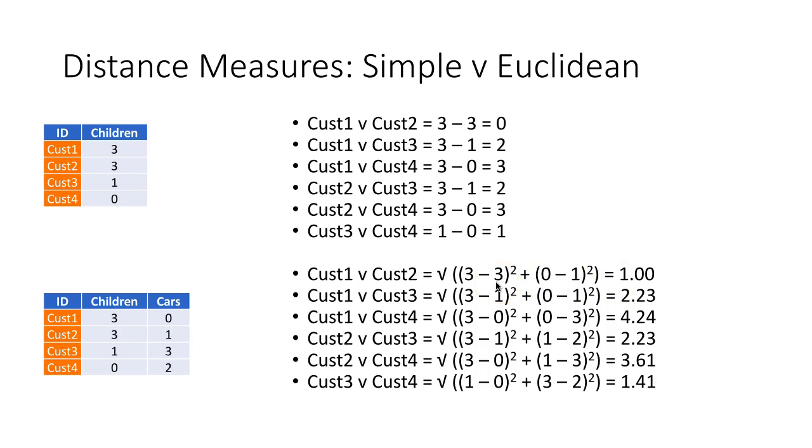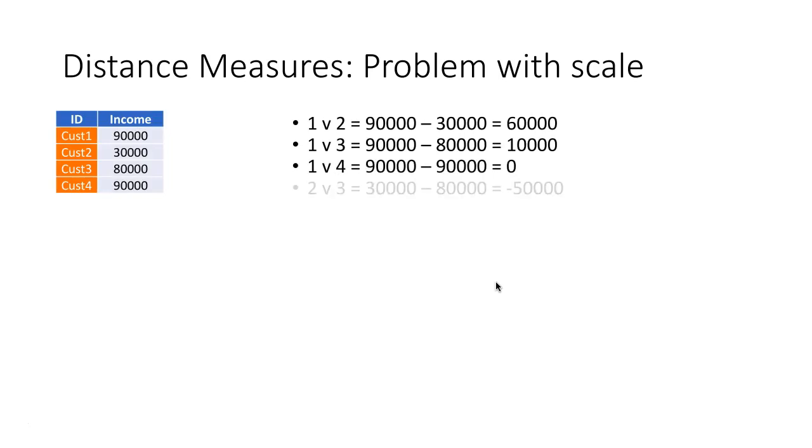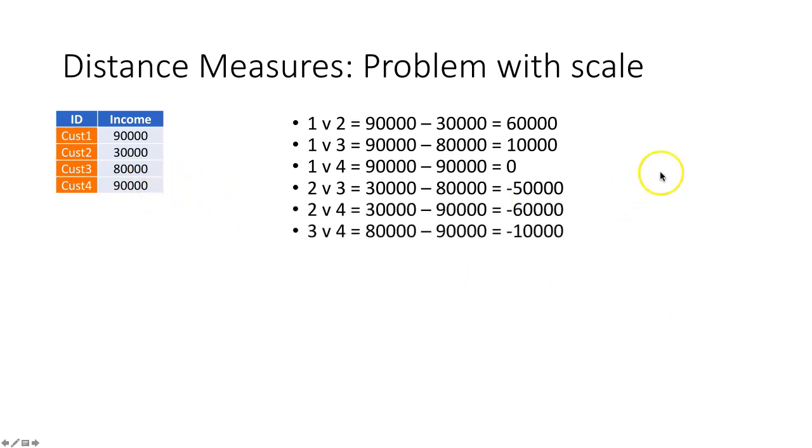So we have a problem, though. You probably are following along so far, but let me show you what happens when we include two variables of completely different scales. So let's go back to our income example now. We can see that customers 1, 2, and 4 are very similar.